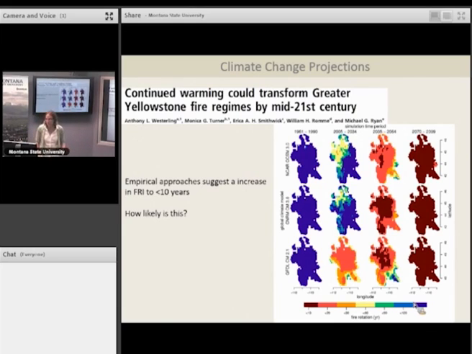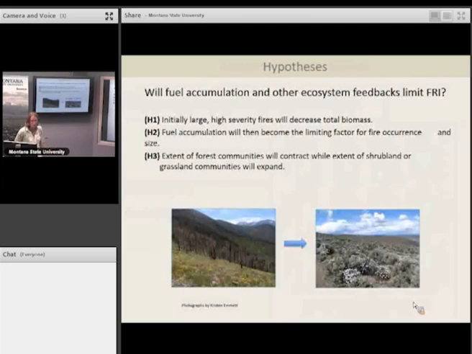So my hypothesis is that fuel accumulation and other feedbacks are going to limit this fire return interval. So I hypothesize here that initially there will be some other high severity fires similar to 1988 that will decrease our total biomass. But over time, we're going to see fuel become a limiting factor to the system. And we may also see changes in plant community types from forested to more shrubland and grassland communities due to both the fire regime and the changing climatic conditions.